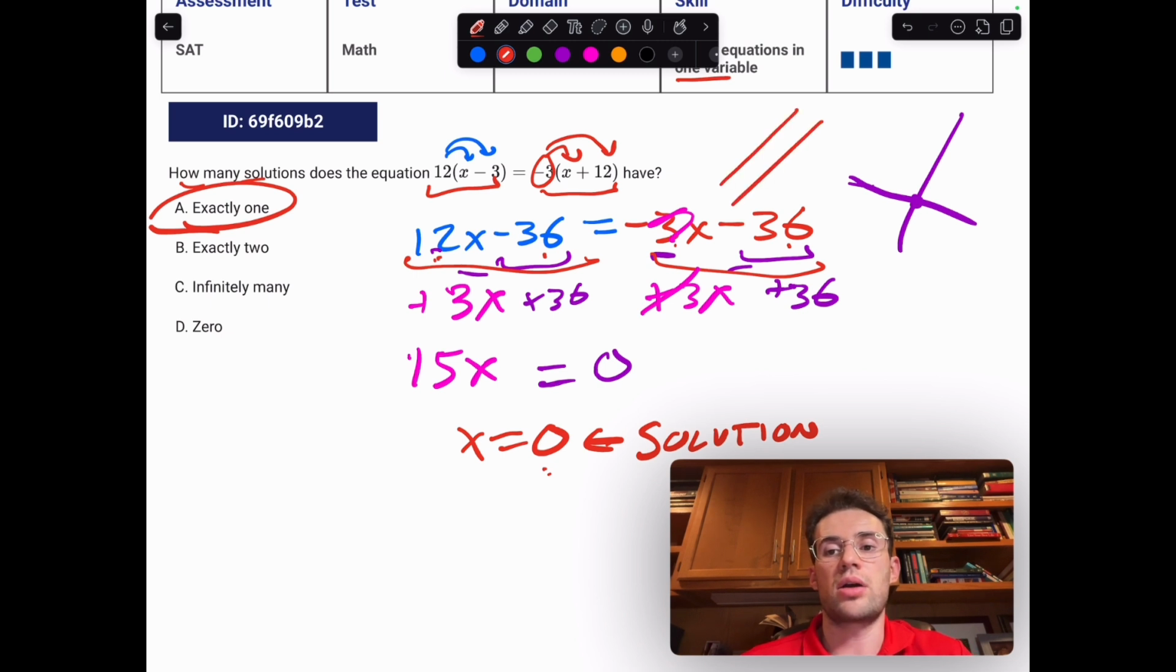Are they parallel lines that never cross? That would be 0. Are they the same exact line? That would mean they have infinite points, right? All of the points on the line.